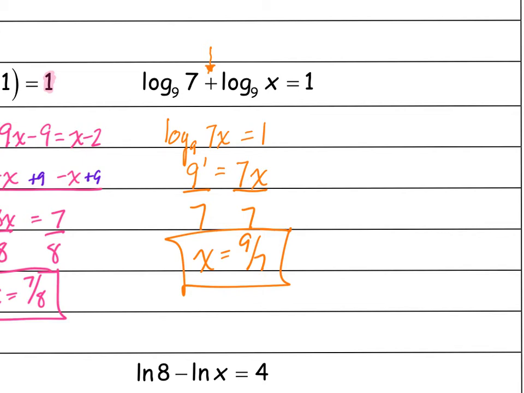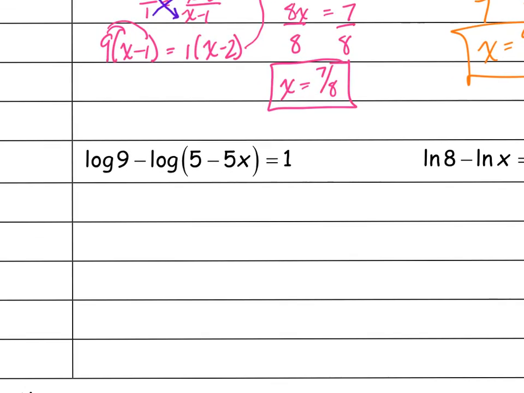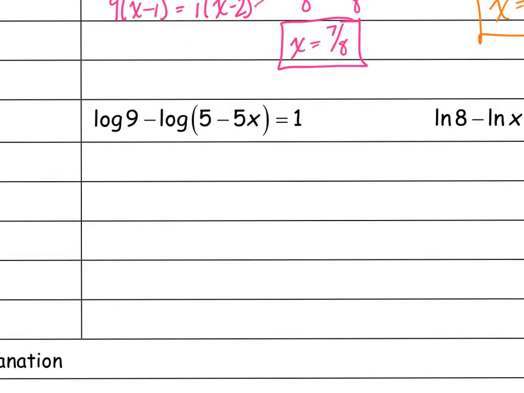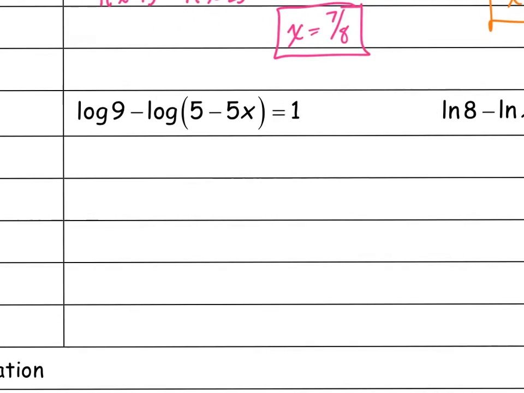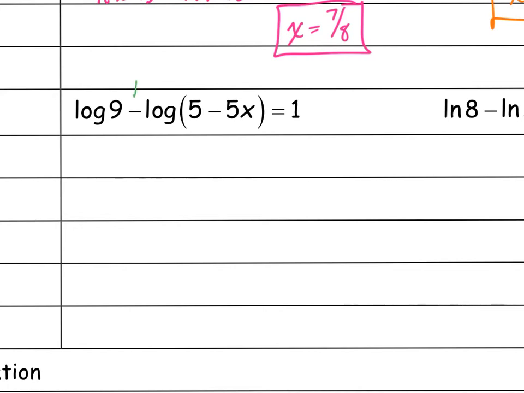All right, so let's go to this one. Let's see what we get here. So I've got a minus sign, so that means division again. So I've got log of 9 over 5 minus 5x equals 1. The first one goes on top, the second one goes on bottom. So now I'm going to switch it to an exponential.